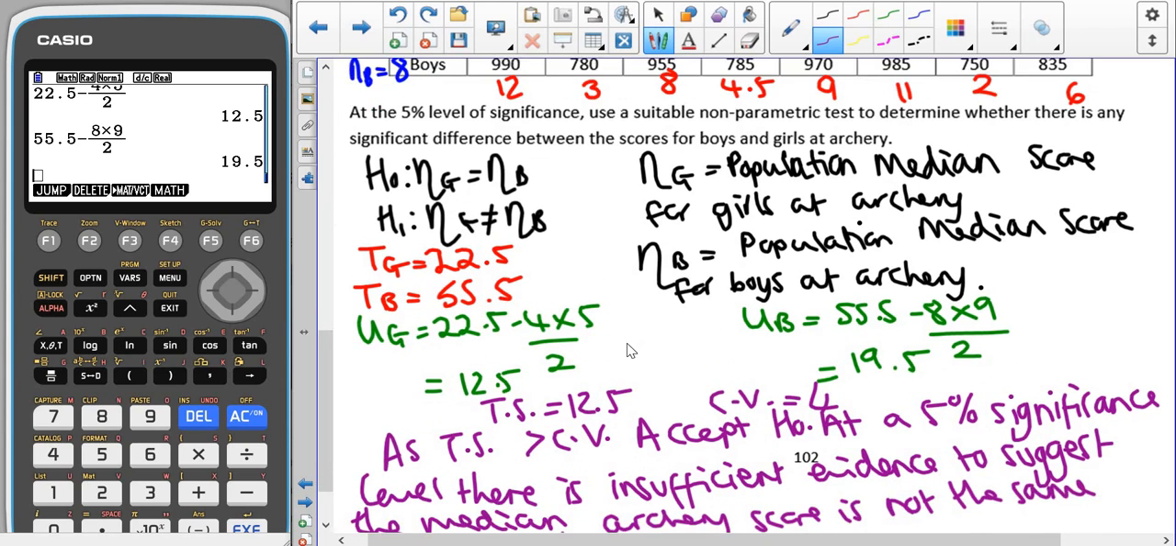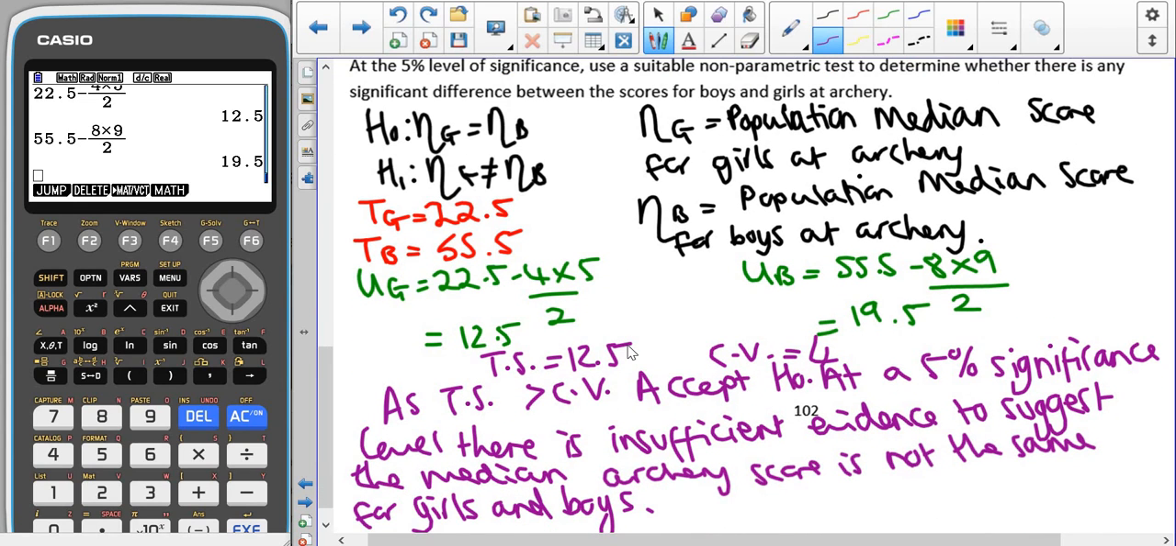So as the test statistic is bigger than the critical value, we accept H0. At 5% significance level, there is insufficient evidence to suggest that the archery score is not the same for girls and boys.